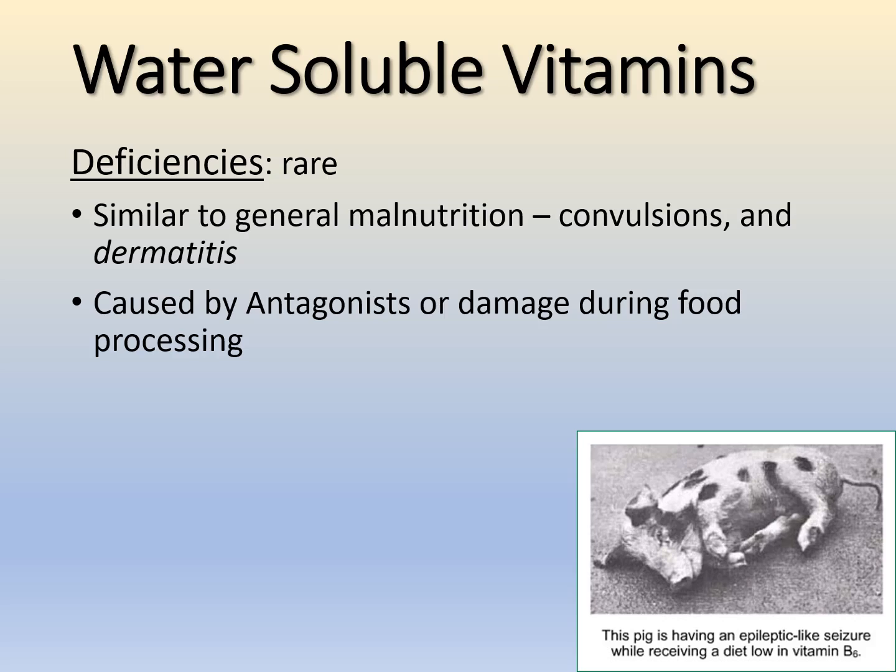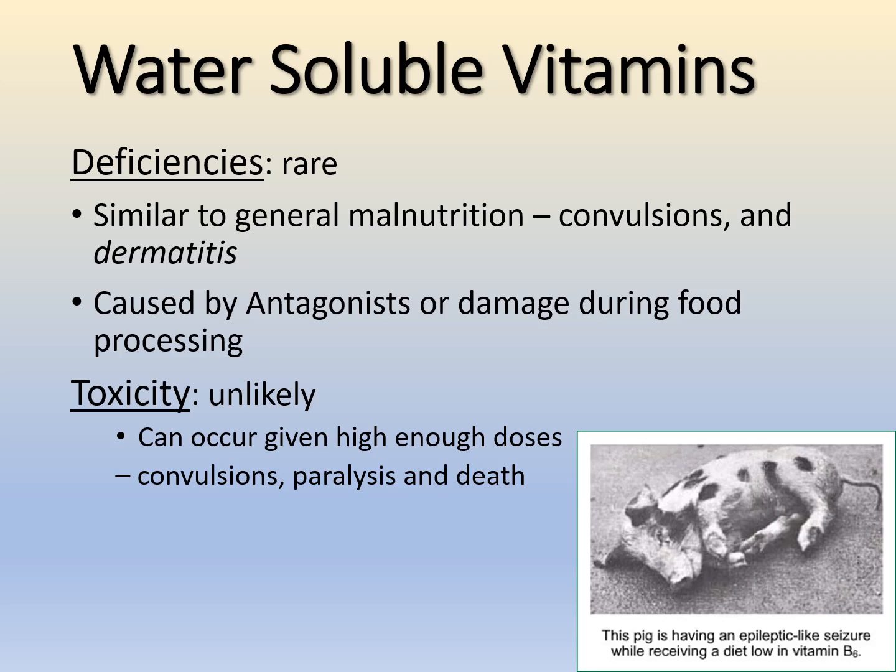Deficiencies are fairly rare, similar to malnutrition. So we talked about protein deficiency. It has very similar symptoms to general malnutrition. So you see some convulsions, dermatitis. It can be caused by antagonists, things that are blocking the function of vitamin B6, or damage during food processing, so you don't get the vitamin B6 very well if you've damaged it in the food. But again, it's a very rare deficiency.